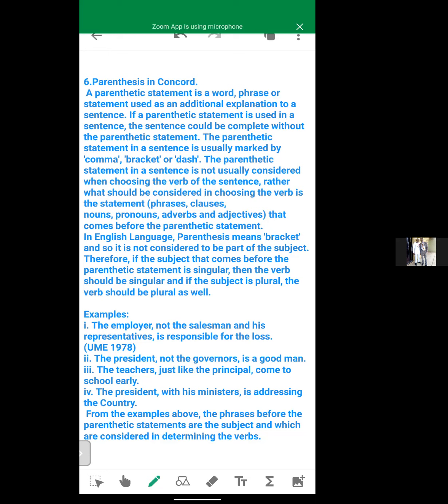The parenthetic statement is a sentence. In a sentence, it's usually marked by a comma, bracket, dash, and so on. So the parenthetic statement in a sentence is not usually considered when choosing the verb of the sentence. Rather, what should be considered in choosing the verb is the statement itself. That's the phrase, clause, noun, pronoun, adverb, or adjective that precedes the brackets.